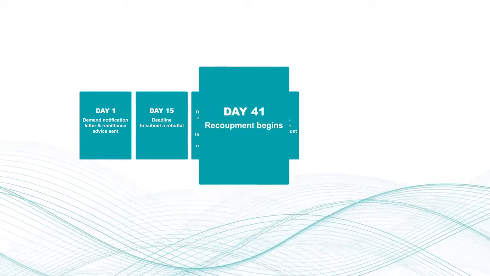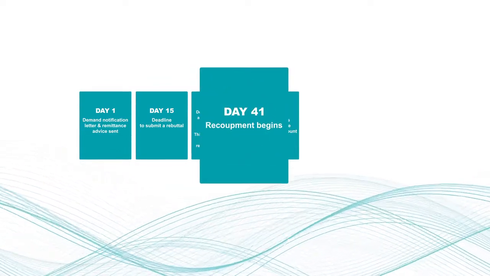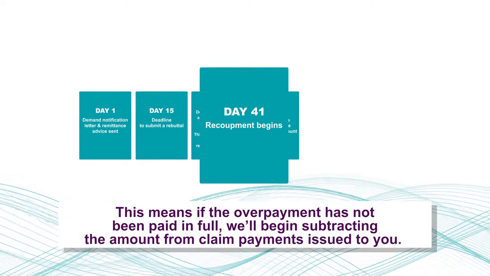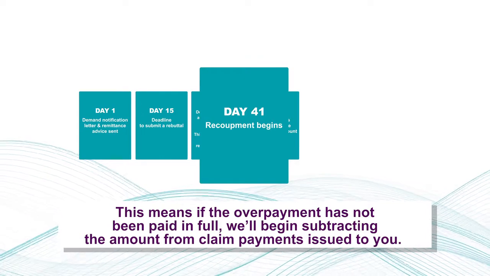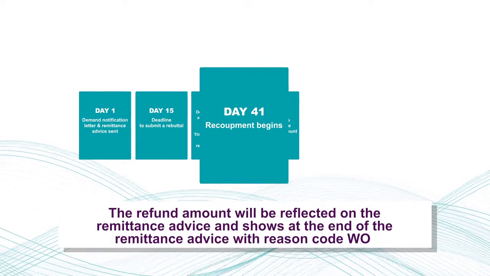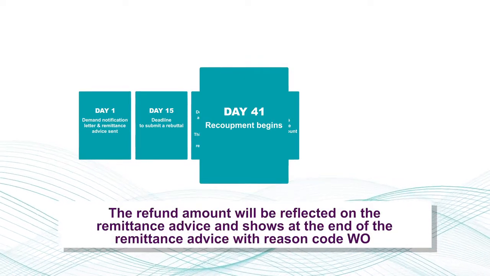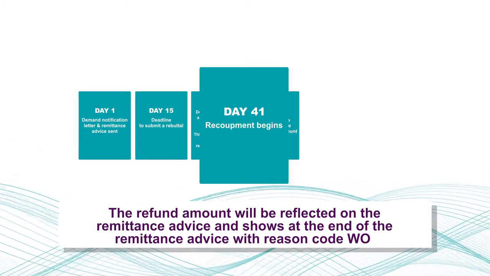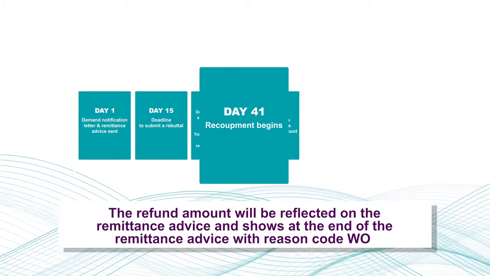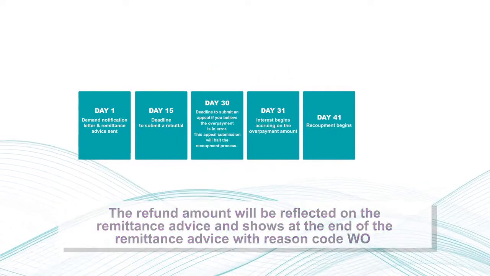Day 41, recoupment begins. This means if the overpayment has not been paid in full, we'll begin subtracting the amount from claim payments issued to you. The refund amount will be reflected on the remittance advice and shows at the end of the remittance advice with the reason code WO, referred to as withholding offset.